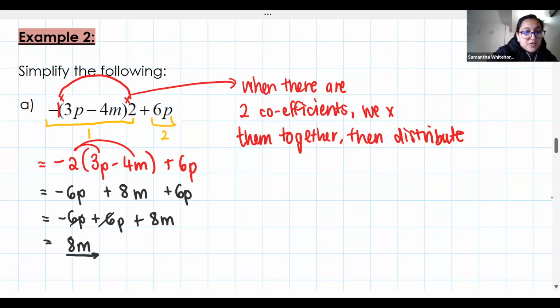Excellent. So guys, very importantly, like Lwandle's just said, -6p plus 6p is 0. They cancel each other out. If you had -3 plus 3, you would have 0. 3 minus 3, 0. Whenever you add the opposite sign, negative plus positive, you end up with 0. So the p terms in this case cancelled out and you were only left with that positive 8m, as Lwandle said.